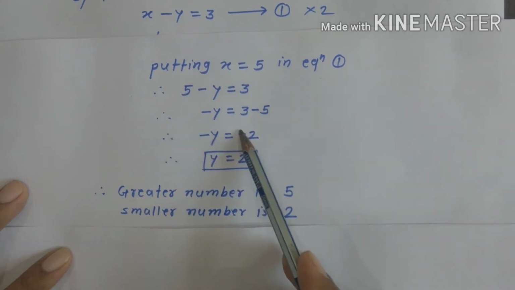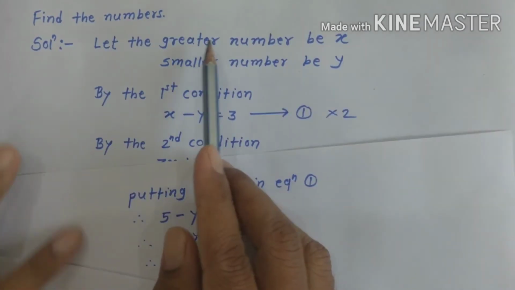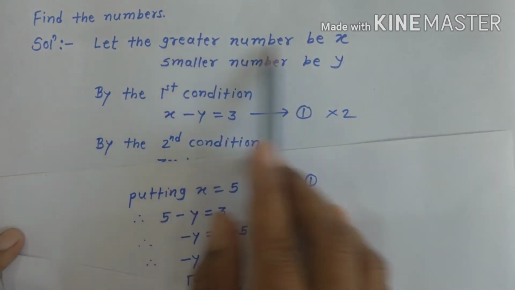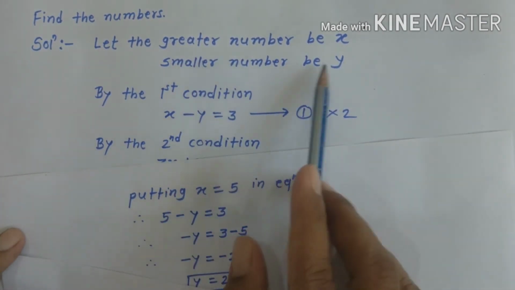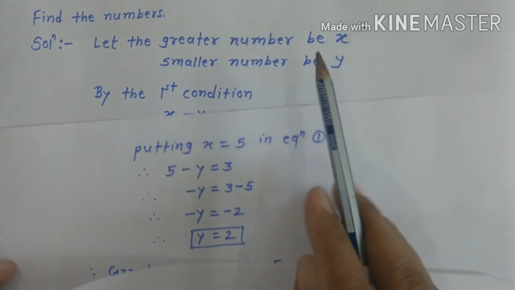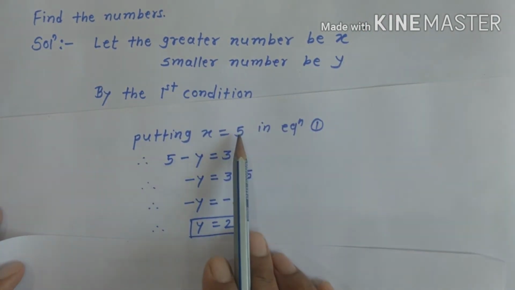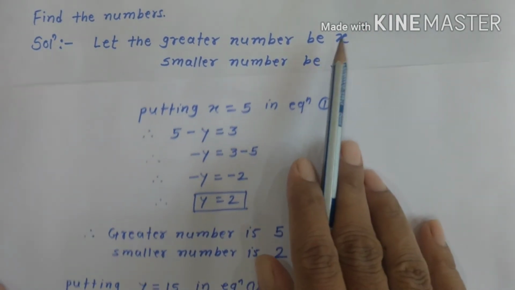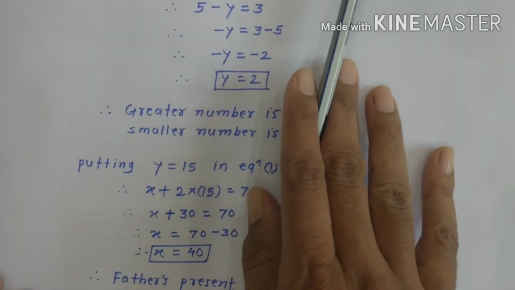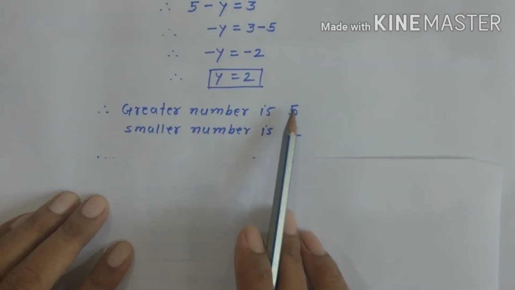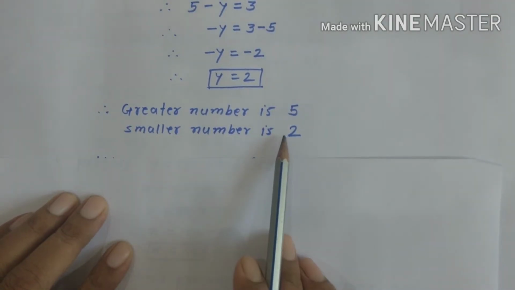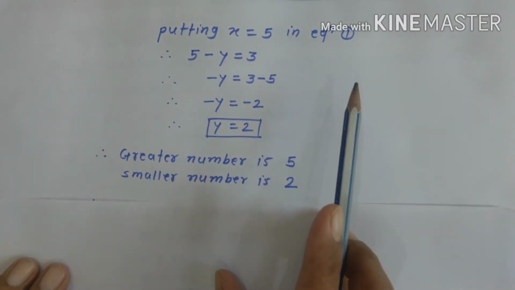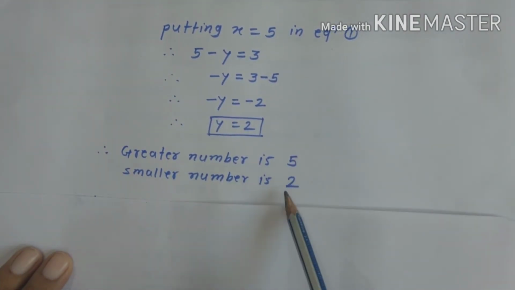Both sides have minus sign, therefore minus sign will be cancelled and y is equal to 2. We have considered x for greater number and y for smaller number. Now value of x is 5 and value of y is 2. Therefore greater number is 5 and smaller number is 2. In this way we have found two numbers 5 and 2.